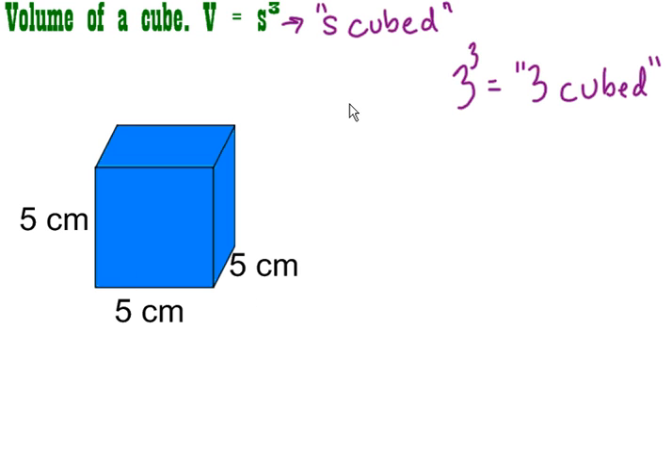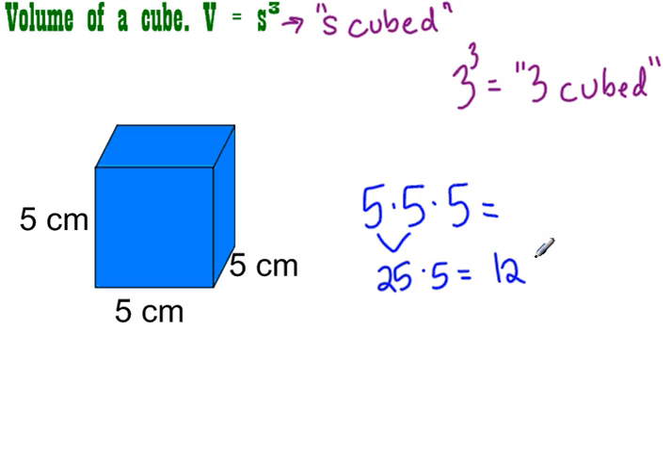So if I was trying to find the volume of this cube, I would end up doing 5 times 5 times 5. 5 times 5 is 25, times 5, 125 centimeters to the third power. And the formula is right here. You take whatever the side is, and you take it to the third power because all the sides would be the same.